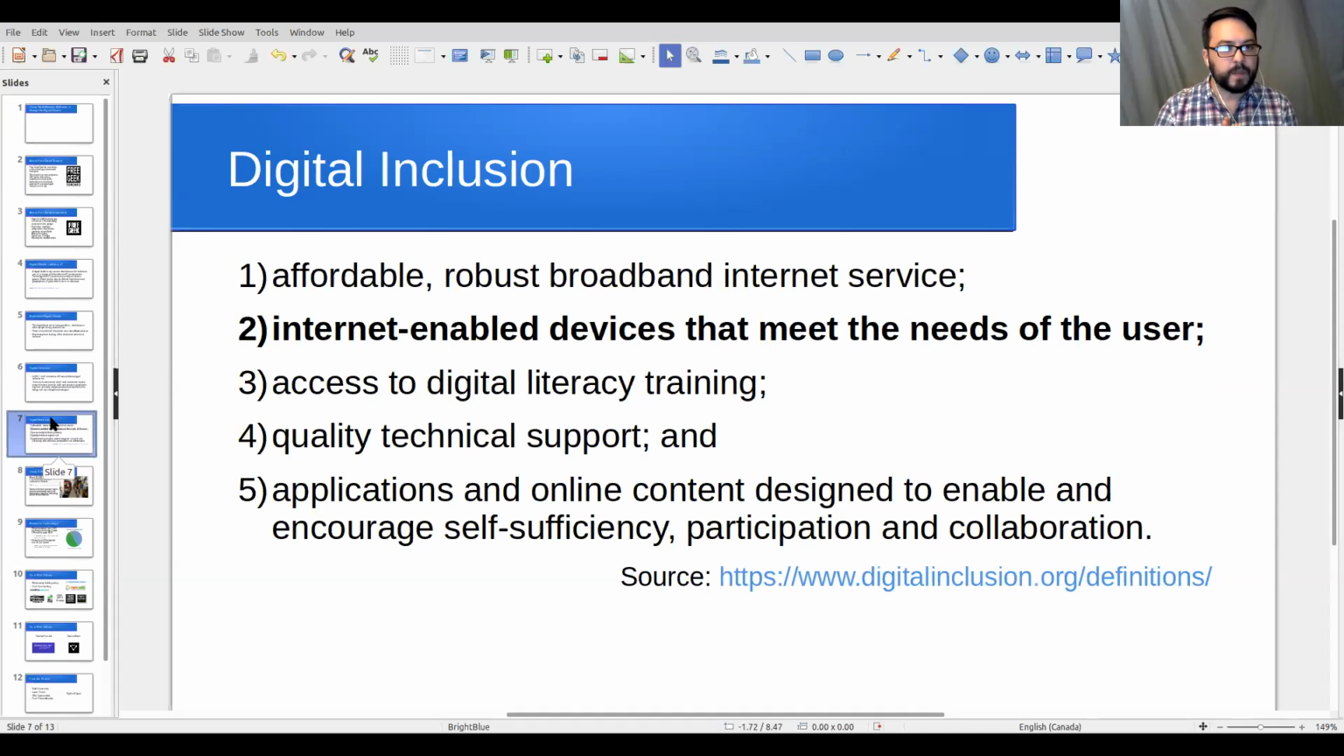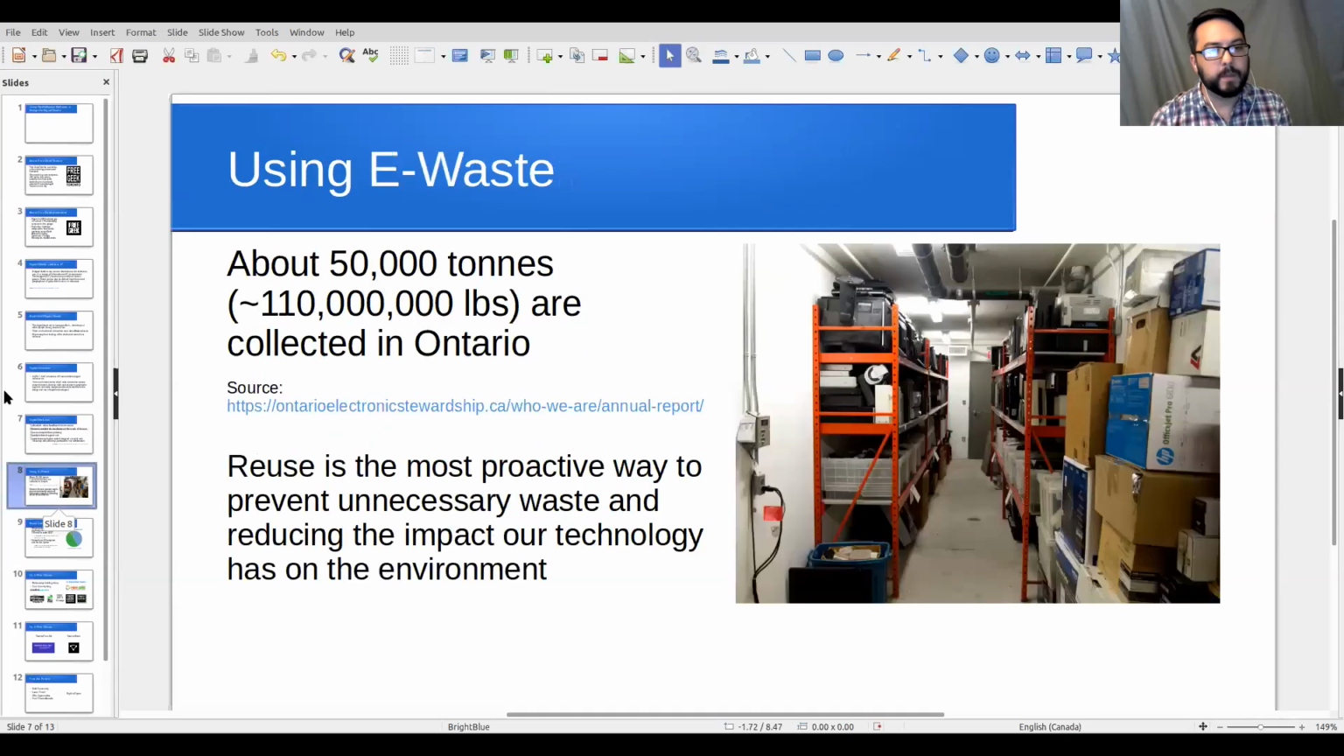And this idea of focusing on the devices hits the two challenges of increasing access, but also considering and being more aware of the environmental impacts of our technology. So for example, according to the outgoing Ontario Electronic Stewardship, about 50,000 tons of e-waste are collected in Ontario every year. The majority of that e-waste is recycled. It's straight recycling.